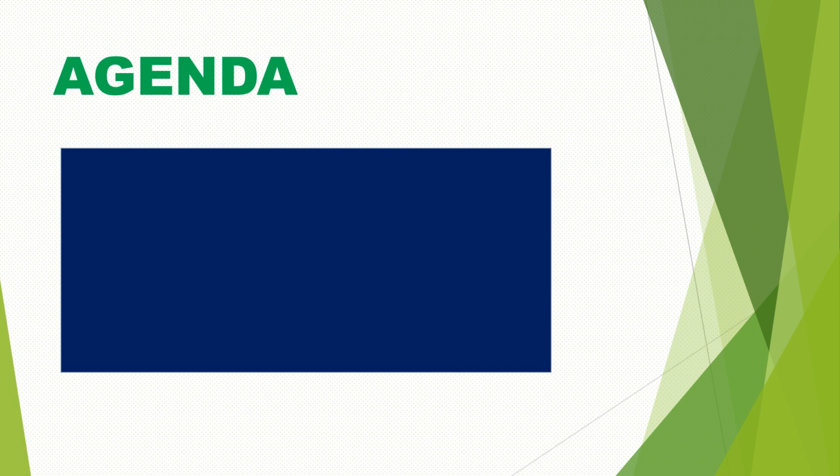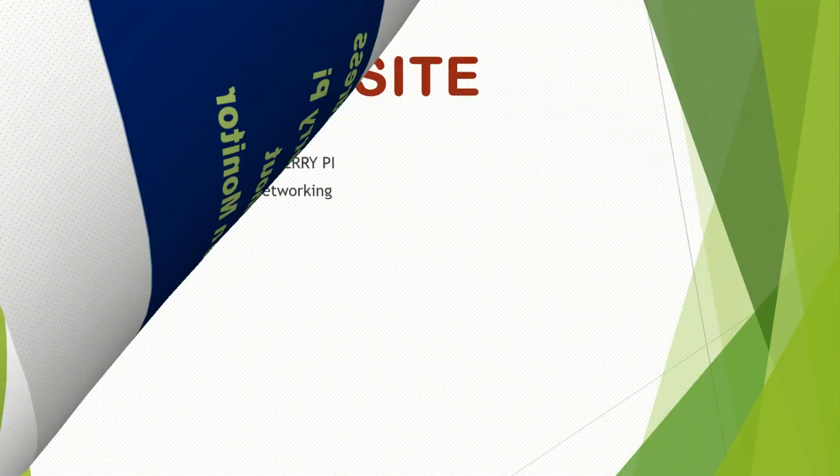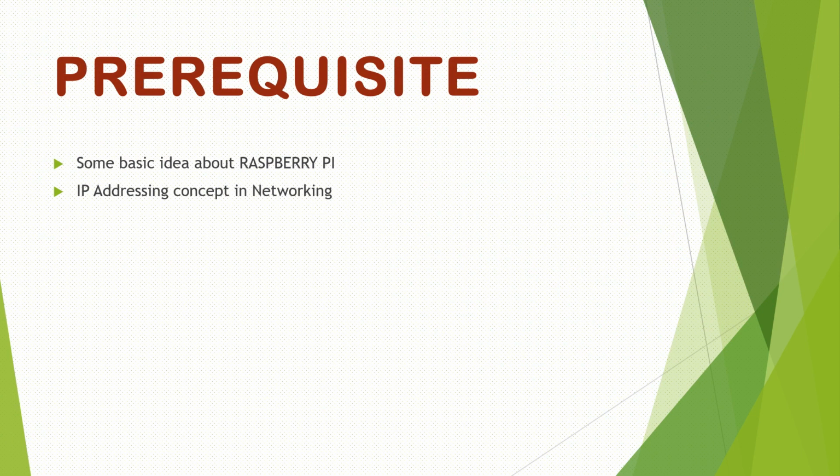As you observe on my screen, the agenda is getting the IP address of the Raspberry Pi without a cable and monitor. So first, what is the prerequisite for you? You must have some basic idea about the Raspberry Pi, only then can you enjoy this session, and you must possess some knowledge about the IP addressing concept in networking. Not in depth, but a little bit of knowledge. This is the requirement.